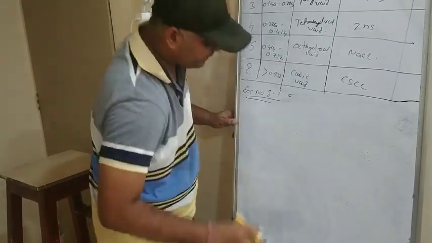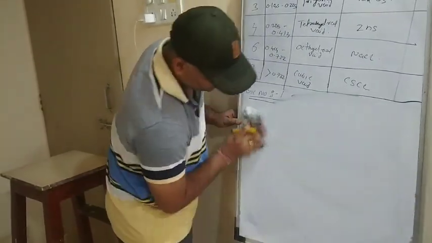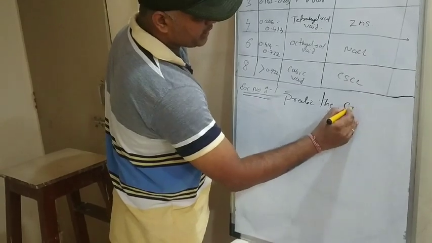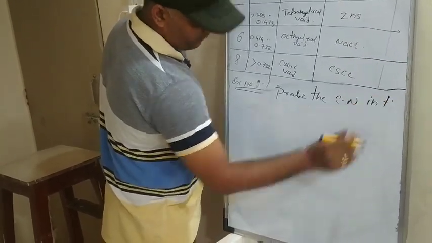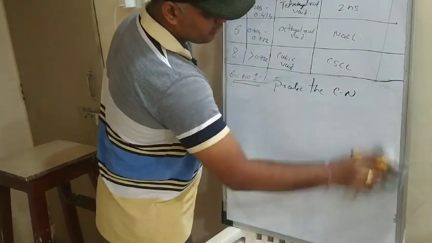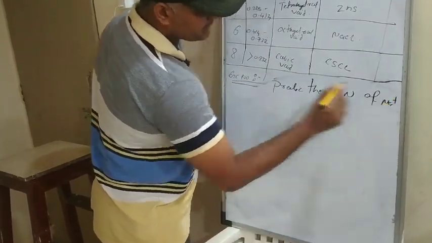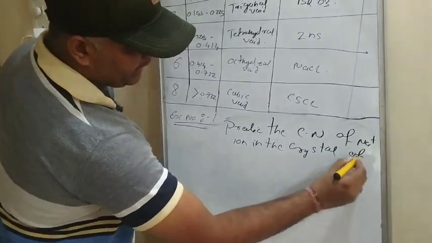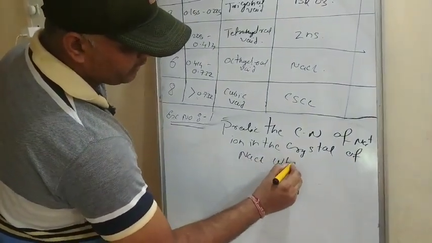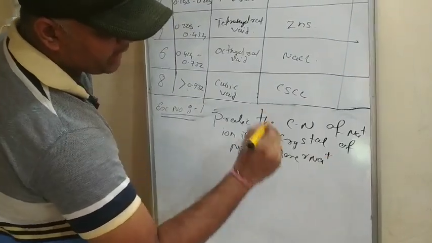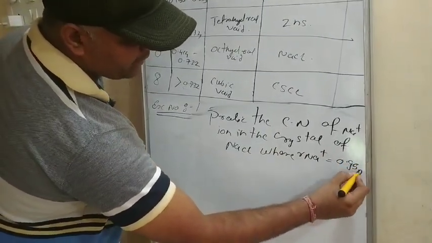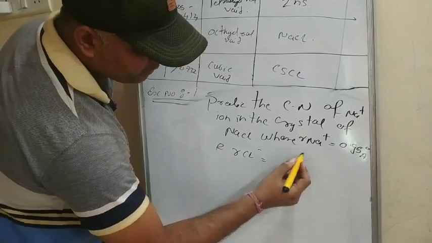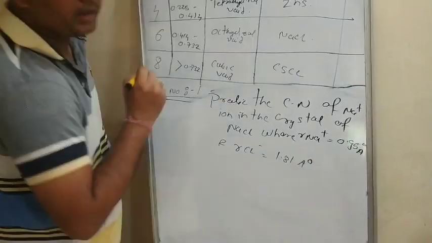The problem will be somewhat similar. Predict the coordination number of Na+ ion in the crystal of NaCl, where the size of Na+, r Na+, is equal to 0.95 Angstrom and the size of the Cl- anion is equal to 1.81. We have seen it in the earlier problem, right?